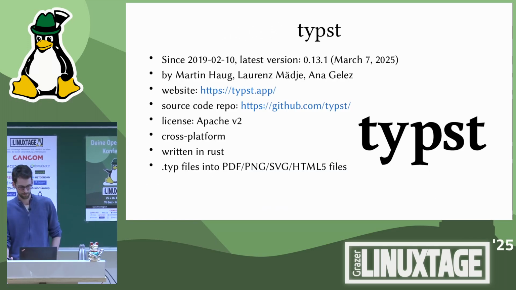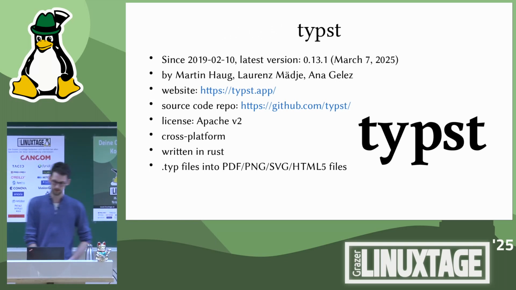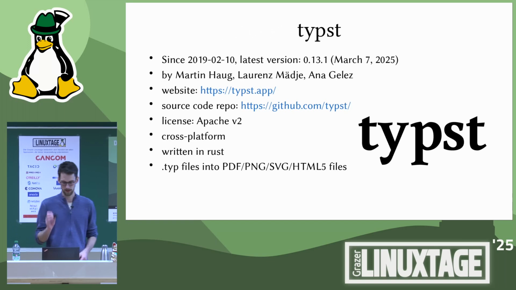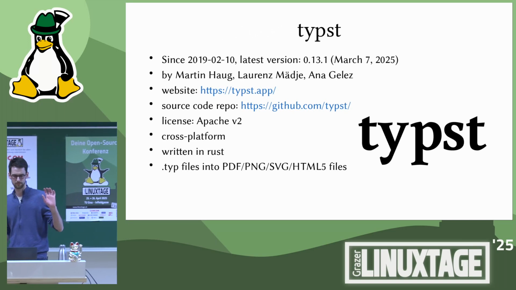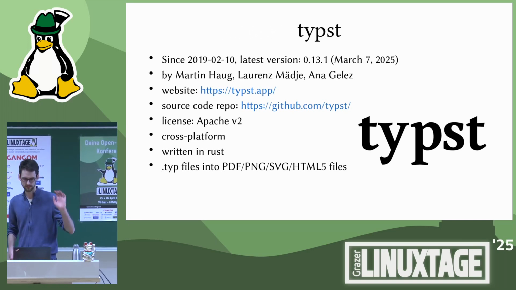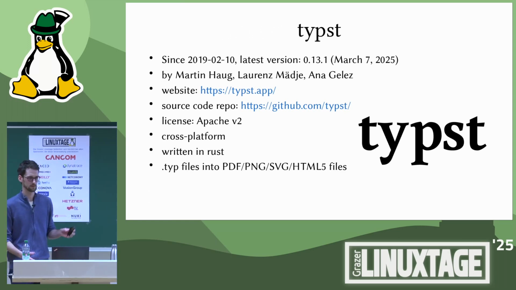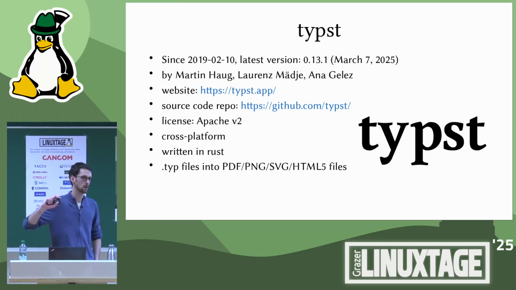And then we have Typst. So we proceed 7 years later. It's now 6 years old since the first commit. Martin Haug and Laurent Mädje, they started this kind of project. Anna is also mentioned in the GitHub team now. They wrote a software written in Rust. It works cross-platform. It's just one executable you download and then run on your computer. They also offer a web editor where you can create your document.